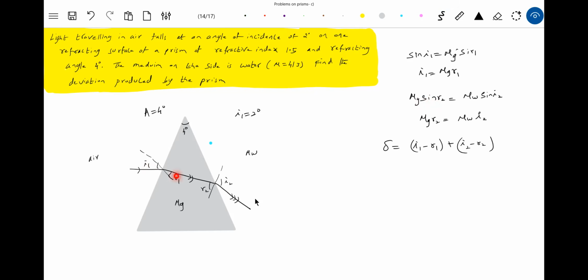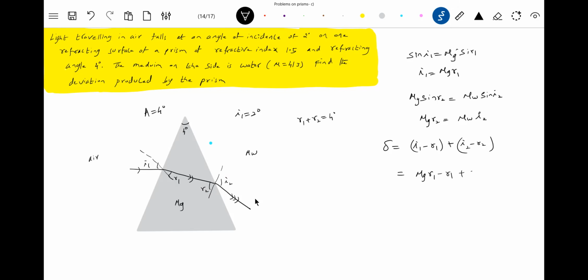It is moving from rare to denser, so angle of incidence minus angle of refraction. It is moving from denser to rarer, so angle of emergent minus incident angle. So we have the values here. I1 equal to mu g R1, minus R1, plus, R1 plus R2 equal to 4 degrees.